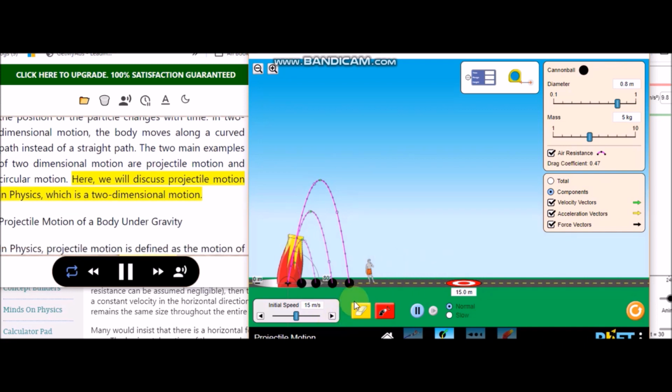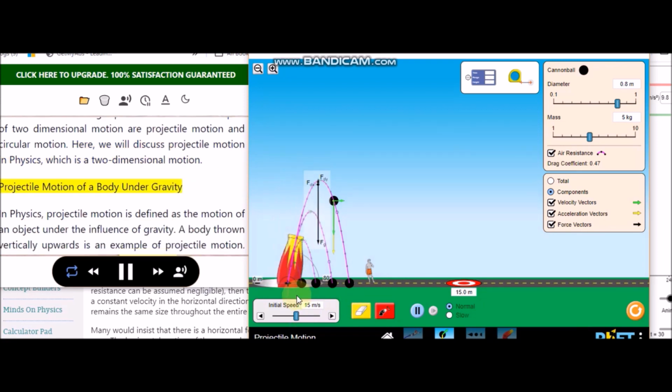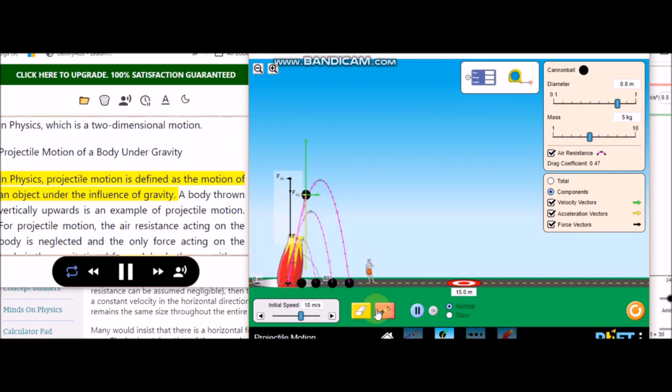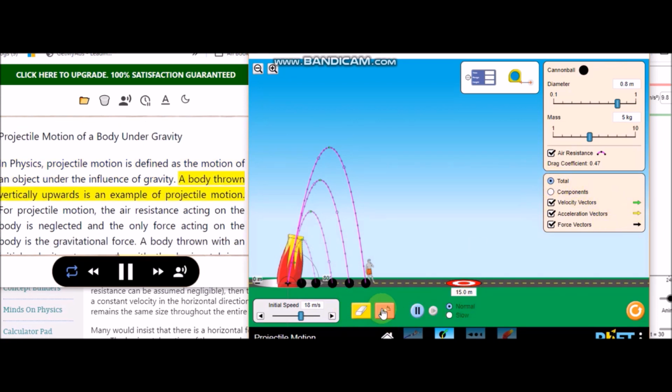Here, we will discuss projectile motion in physics, which is a two-dimensional motion. Projectile motion of a body under gravity. In physics, projectile motion is defined as the motion of an object under the influence of gravity. A body thrown vertically upwards is an example of projectile motion.